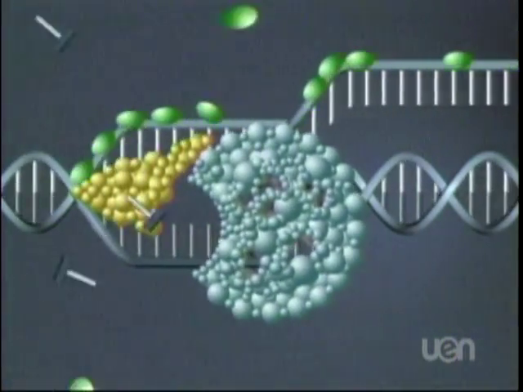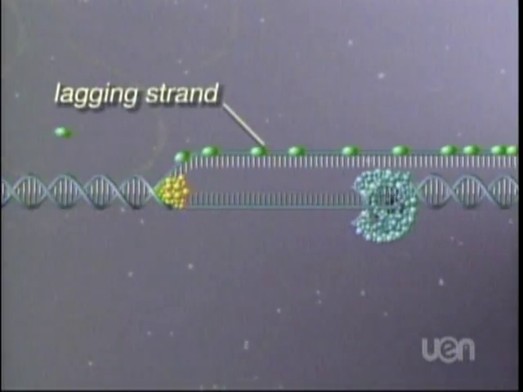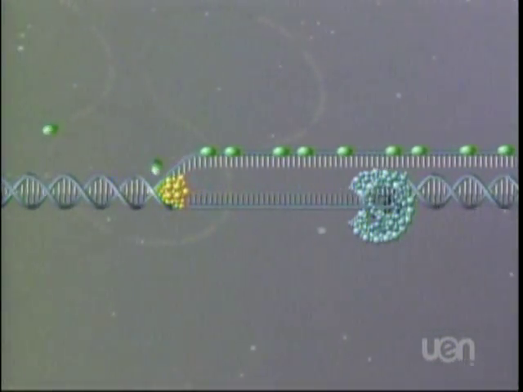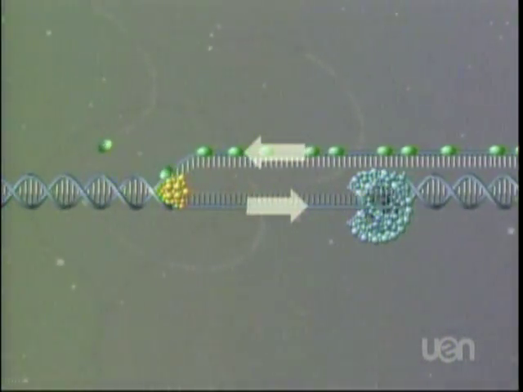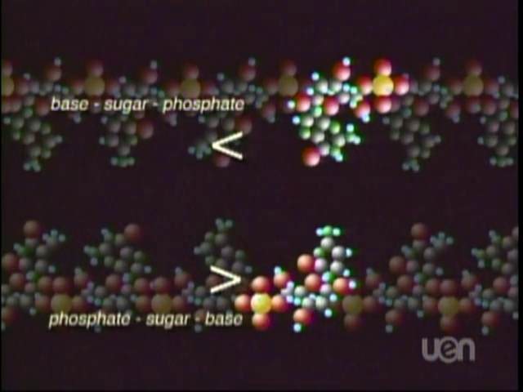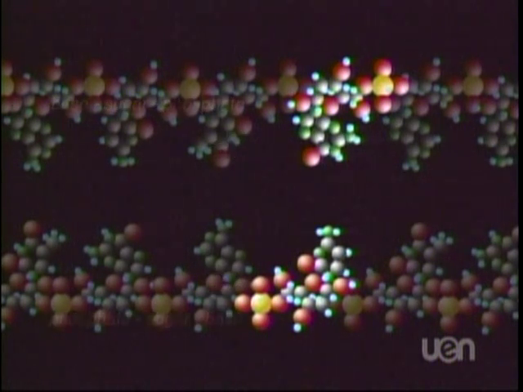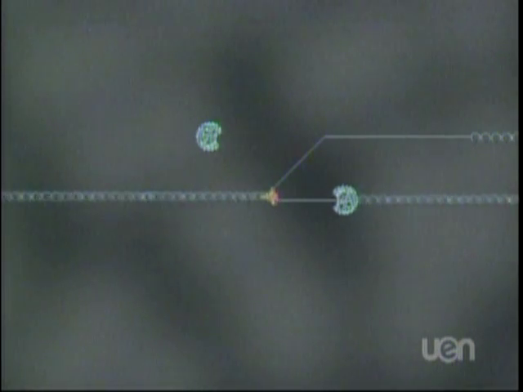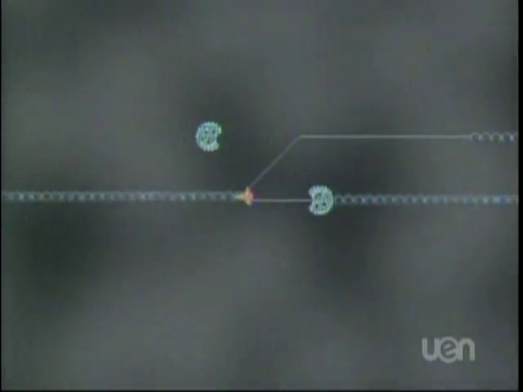But what happens to the other strand, called the lagging strand? Due to DNA's chemical makeup, the strands run in opposite directions. Phosphate sugar base in this direction, while the other strand is going base sugar phosphate. So, to replicate the lagging strand, a DNA polymerase enzyme must run in the opposite direction.